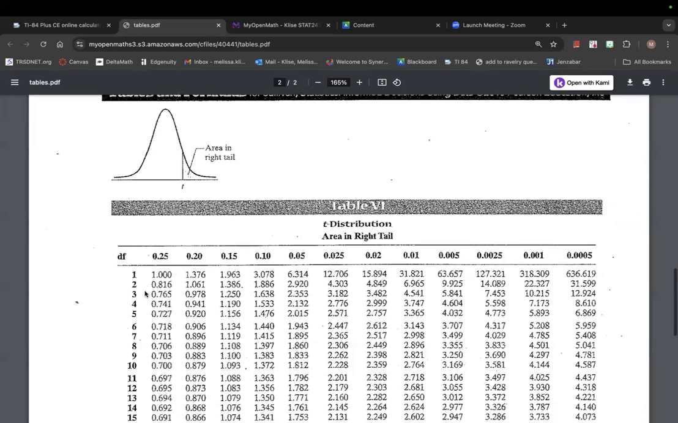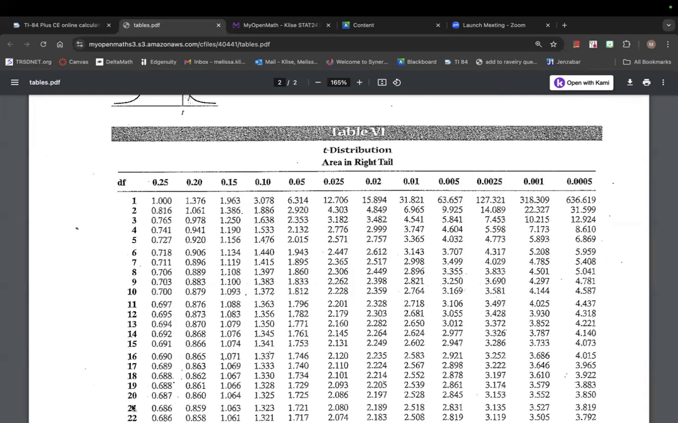Okay, our degrees of freedom is right here. This is our sample size. The df is the sample size right here. So we're going to go to 10 degrees of freedom, and we're looking for 0.2. So there it is right there. So our area under the curve to the right, I should have paid attention, is 0.879.